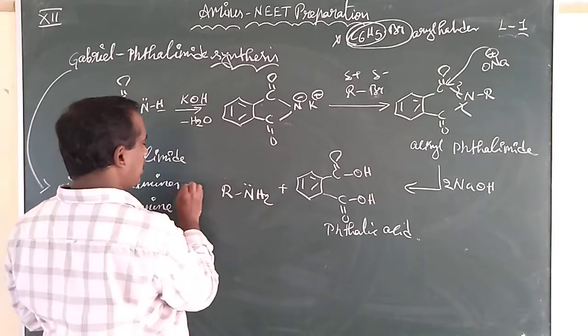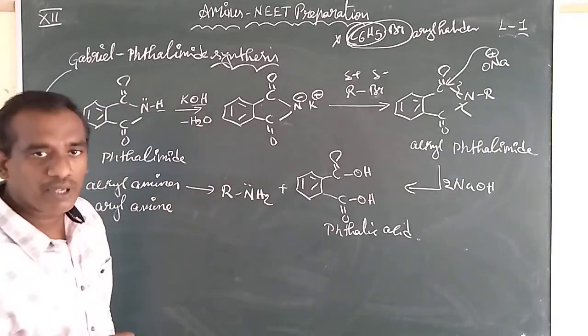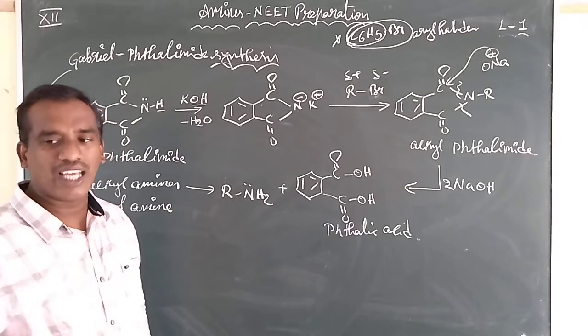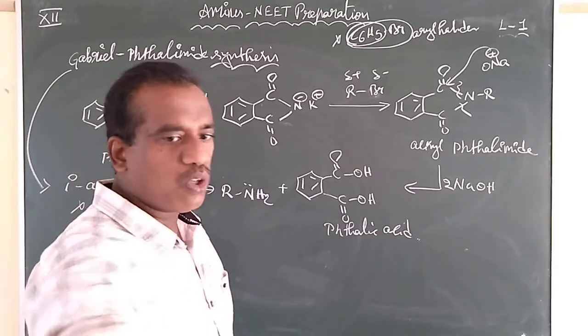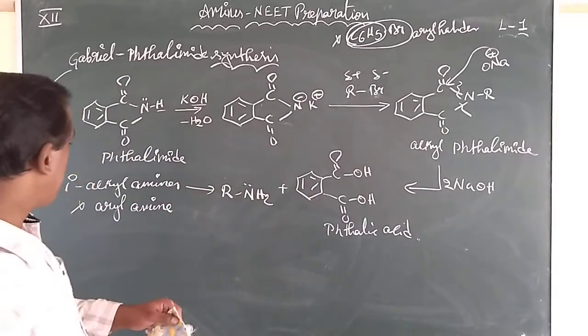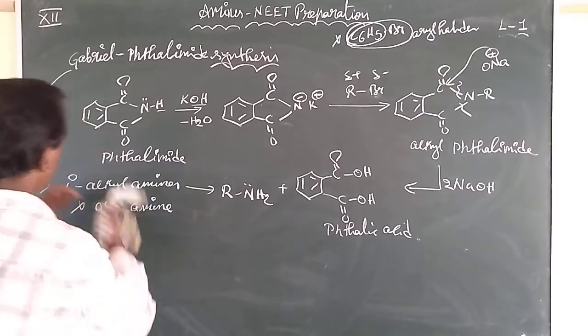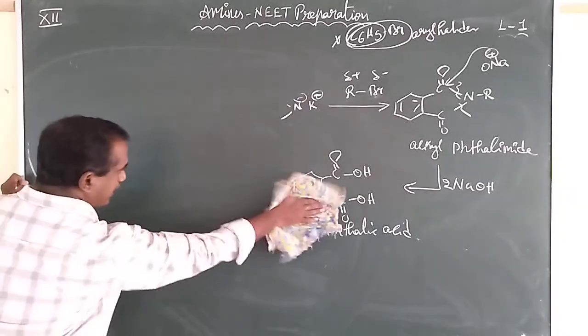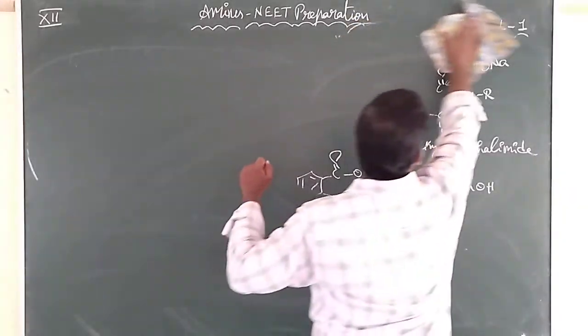So which kind of alkyl amine are we able to prepare? We are able to prepare the primary alkyl amine using Gabriel phthalimide synthesis. So don't forget the reagents here and the condition that aryl amines cannot be formed. So let us see the next one, that is called Hofmann bromamide degradation. What is the next one, children?